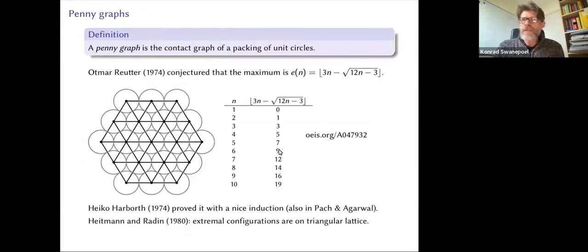This was published in a physics journal, so they were interested in crystallization. They interpreted this problem, the maximum number of edges, as minimizing a certain potential energy, and so this was a sort of crystallization result. Later on, Radin also generalized this for other types of energy potentials.